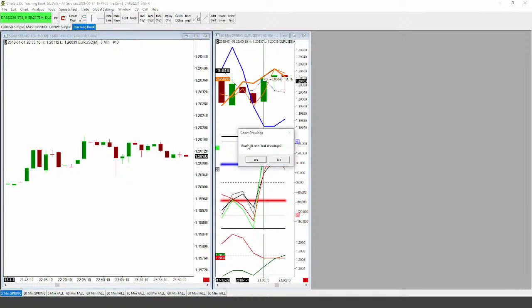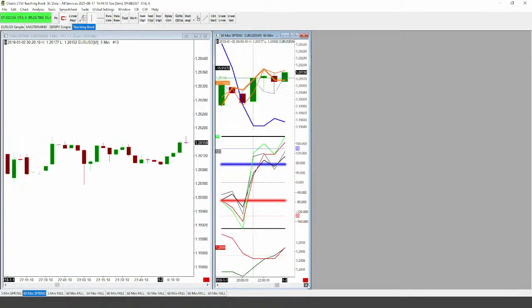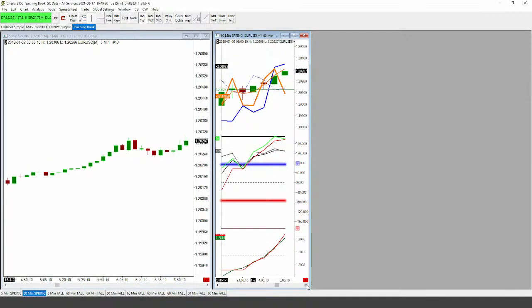Let's erase that. Okay, so here's our setup. And from this point, we want to go 6 candles ahead. 1, 2, 3, 4, 5, 6. There we go. There's 6 candles.